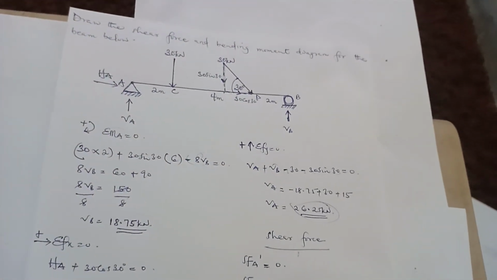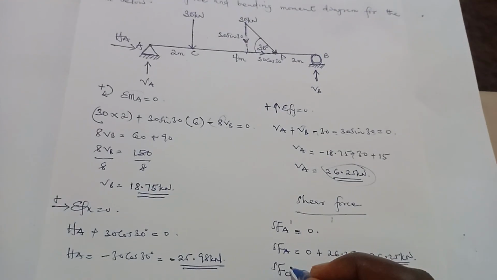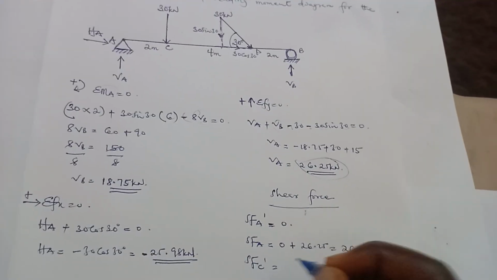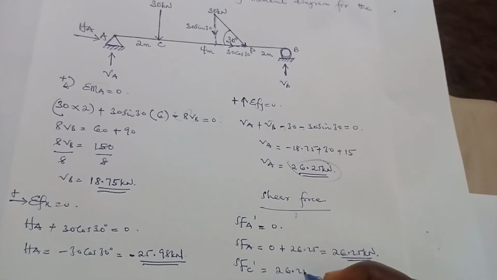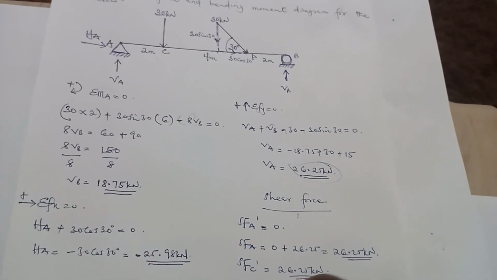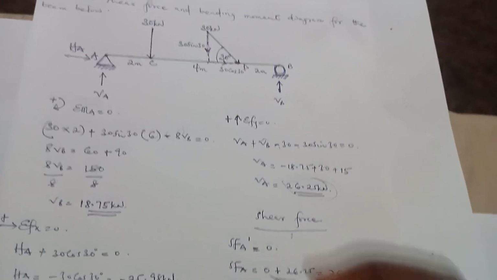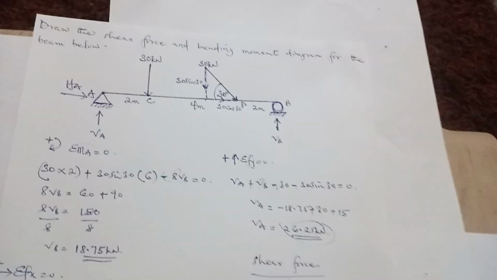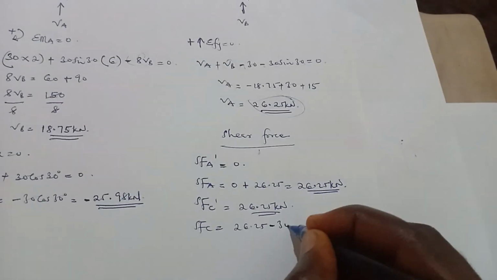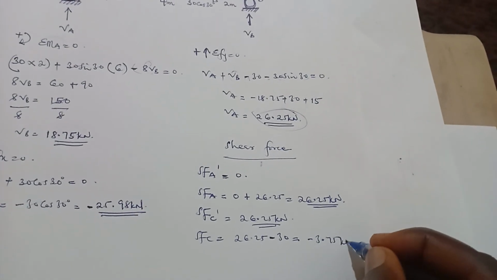So this side is B, we'll call this side C and call here D. So shear force at C, we need to calculate two values. So shear force at C prime is going to be 26.25 kilonewton. So the shear force at C is going to be 26.25, the previous one. So 30 is moving down, so it's going to be minus 30. And this is going to give us negative 3.75 kilonewton.